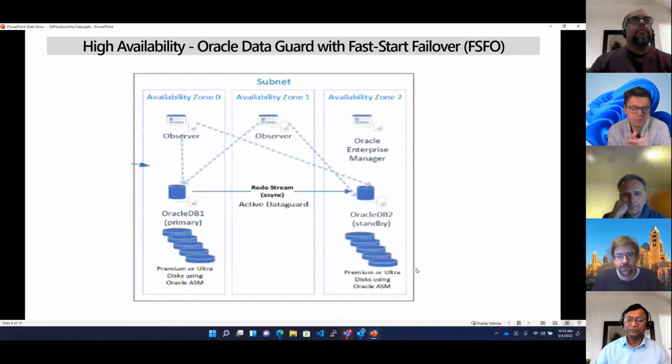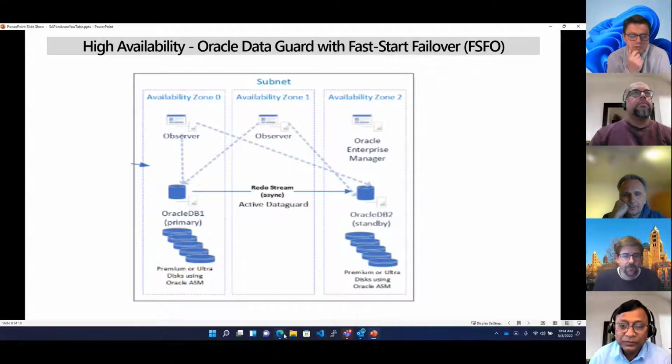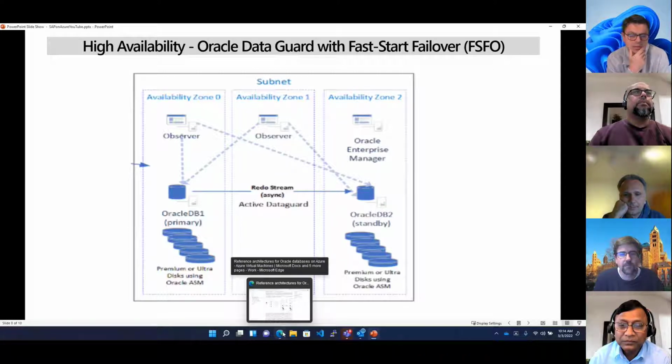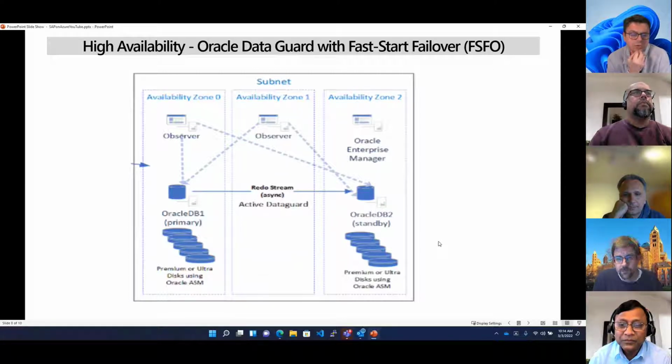Sure. One question, maybe it's just on this picture, but there's an async replication between the 2 nodes. If it is async, what is the target RPO when we are talking about async, not sync?